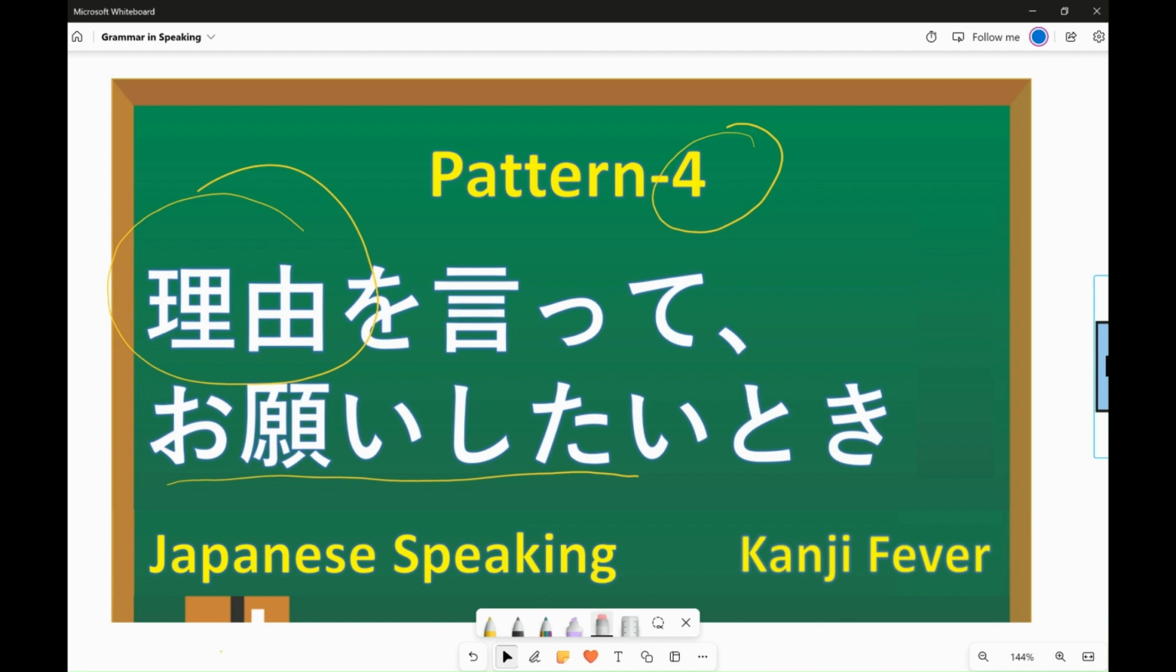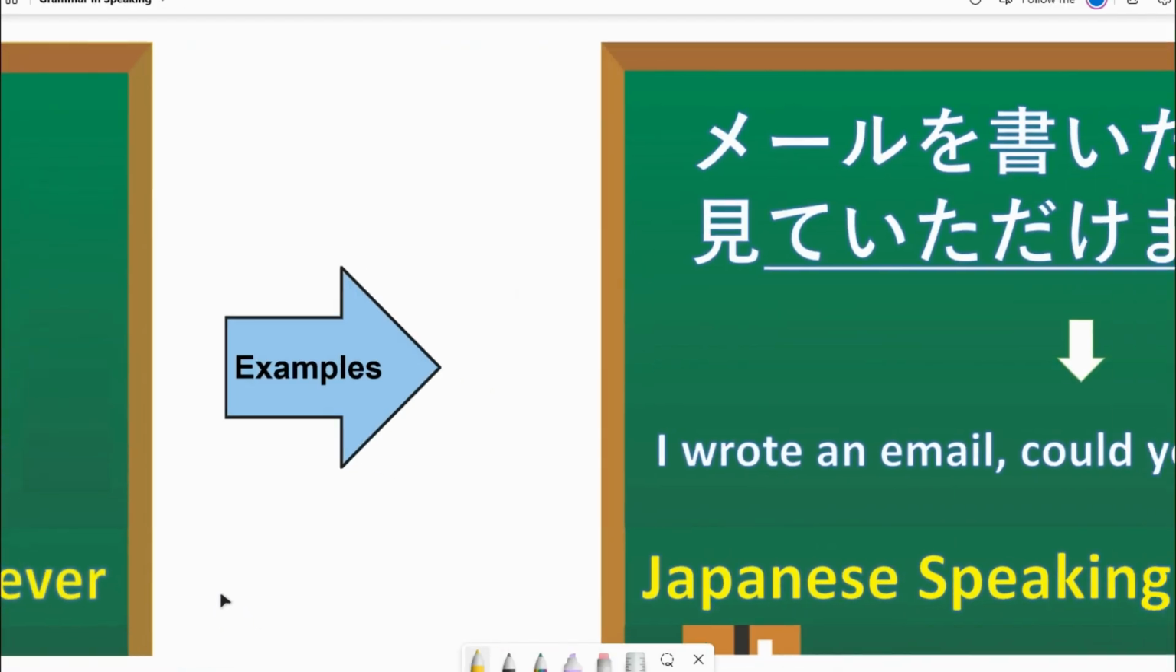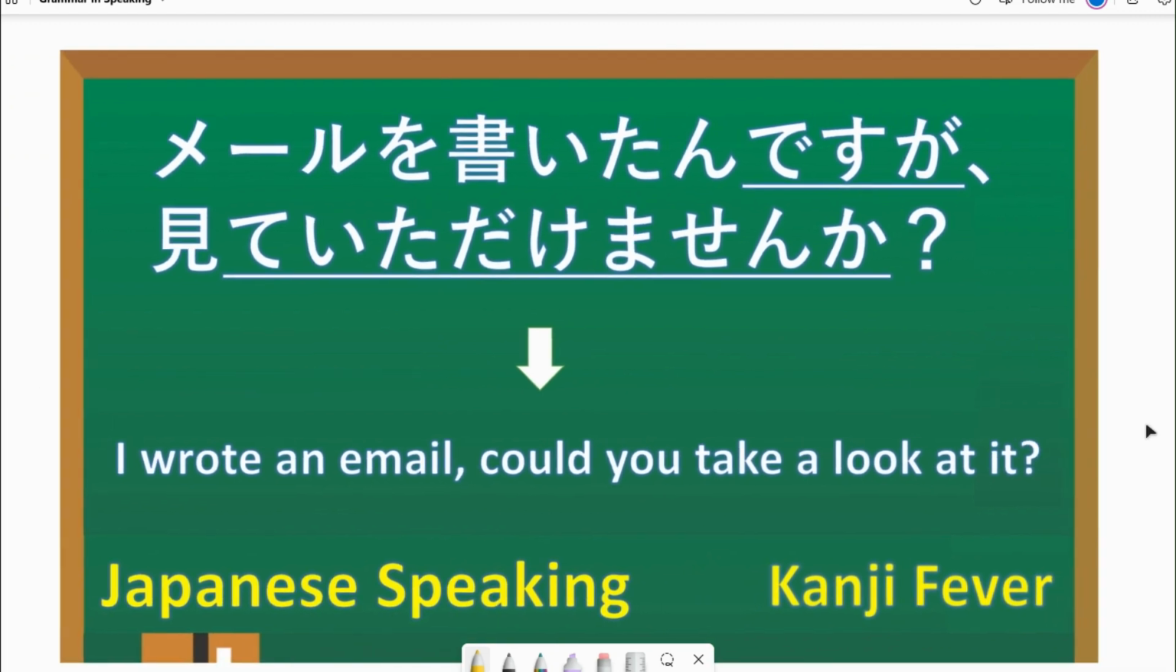Okay, so let's talk about pattern 4. When can we use this pattern? Well, when we want to make a request to somebody, at that time we can use this pattern. But while making this request, we must tell the reason first. So first we will share the reason, and because of that reason we are making a request. Okay, so let's check some examples, and through examples I will give you more explanation.